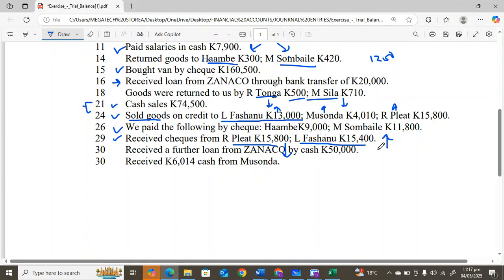Received a further loan by Zanaco. This one is the same as number 16. Debit cash, credit Zanaco. Cash asset, increase in an asset, debit. Zanaco liability, increase in a liability, credit.